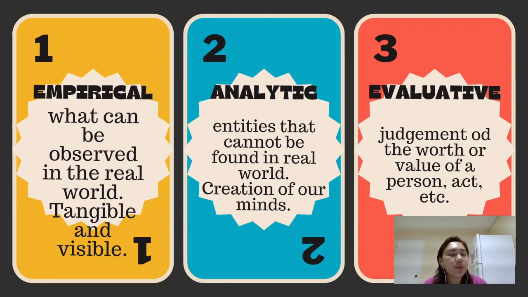Next, we have evaluative. It is the judgment of the worth or value of a person, act, etc. Evaluative concepts cover a whole range of concepts. We have the moral, aesthetic, and even the religious. Concepts like good or bad, right or wrong, moral or immoral fall into the moral category. The concepts of beauty and ugliness are under the aesthetic, and the concepts of heaven and hell are under the category of religious. Legal concepts like guilty or not guilty are also evaluative.